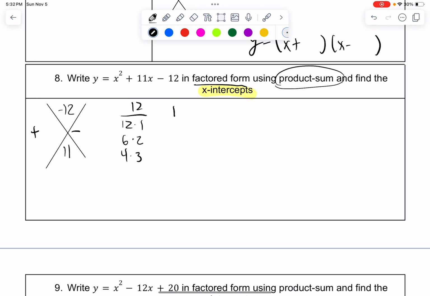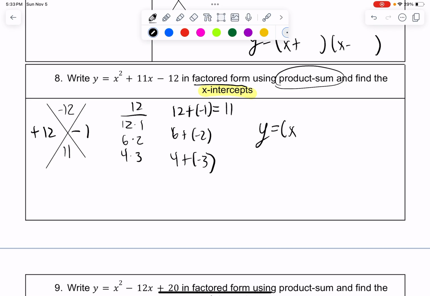So I have 12 plus a negative 1, or I could have 6 plus a negative 2, or I could have a 4 plus a negative 3. And right away I can see 12 plus a negative 1 gives me a positive 11. So I know those two are my right solution. So I'll have y is equal to x plus 12, x minus 1. But here we're not done.